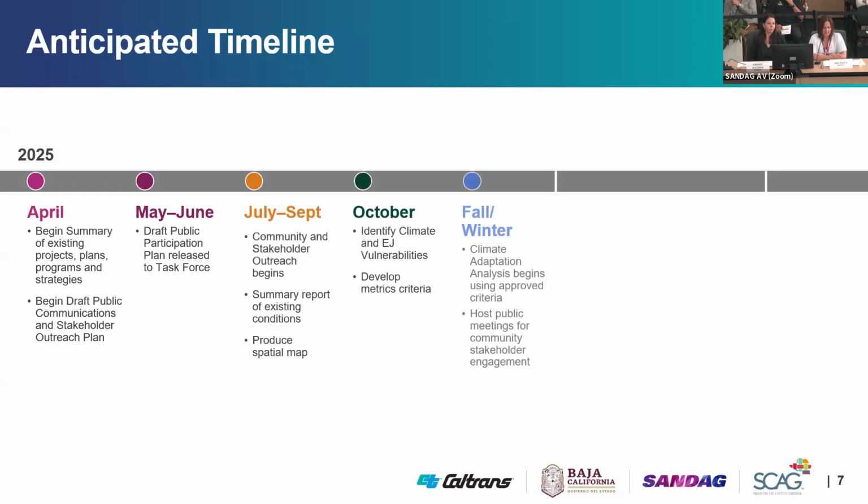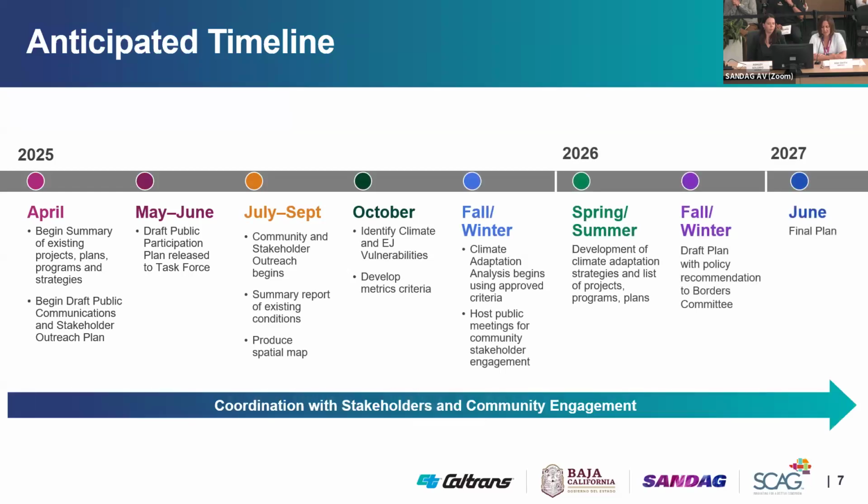So the slide above depicts the anticipated timeline of the project, beginning over on the left-hand side in April. In April through June, staff began and will continue to gather all the existing data, in addition to drafting the public communications and stakeholder outreach plan. And then we'll be finalizing that plan with input from comments received from our project development team and our interagency task force. Over the summer, this is when the community and stakeholder outreach will begin. And then in addition, we'll finalize the summary report of existing conditions, including the development of a spatial data map.